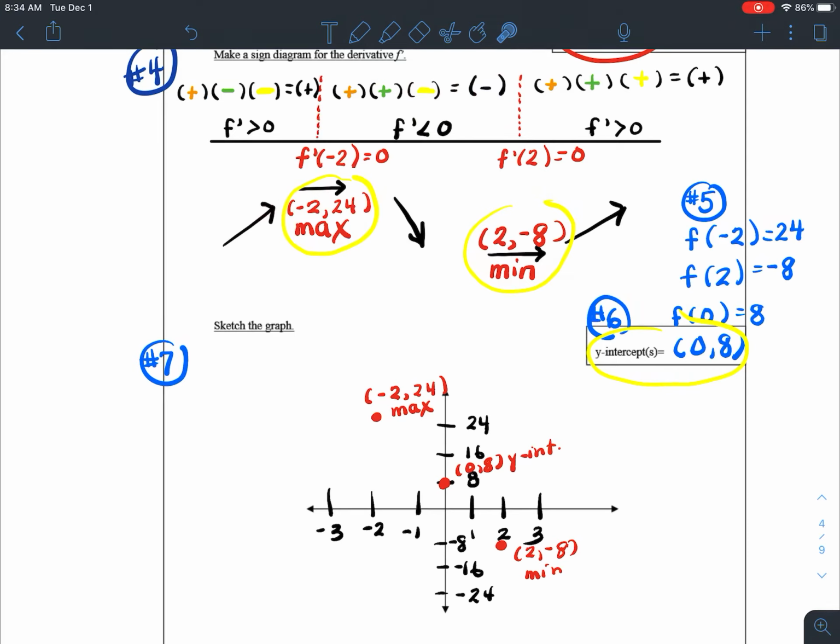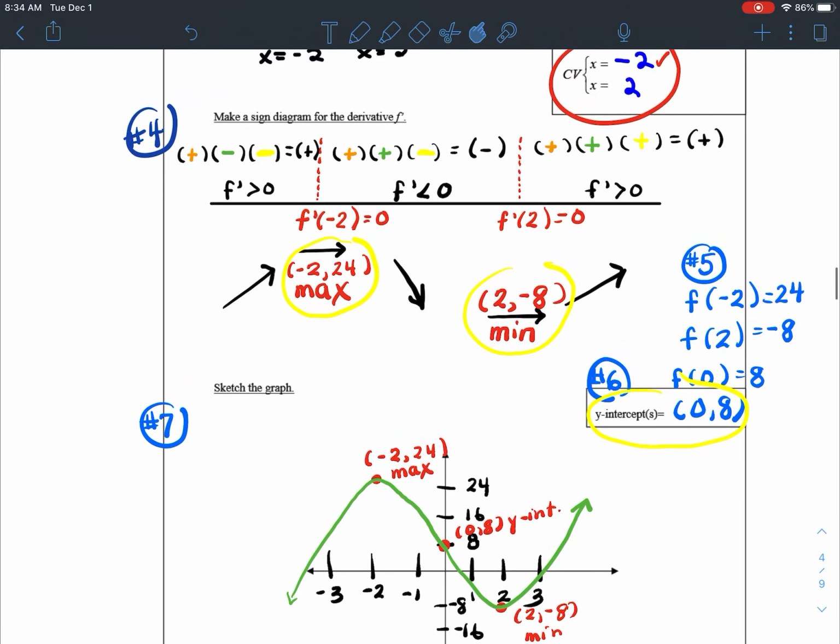The next thing for me to do is look at these arrows, look at the intervals. To the left of this max, I should be drawing it going up, and then on the other side of that max, I should be drawing going down. So I'm going to go up. As I'm drawing it going down, I want to run through that y-intercept. When I come down and hit the min of 2, -8 on the other side, I'm going to go back up again. Pretty cool that we were able to graph that using calculus and not needing to use our graphing feature on our calculator whatsoever.